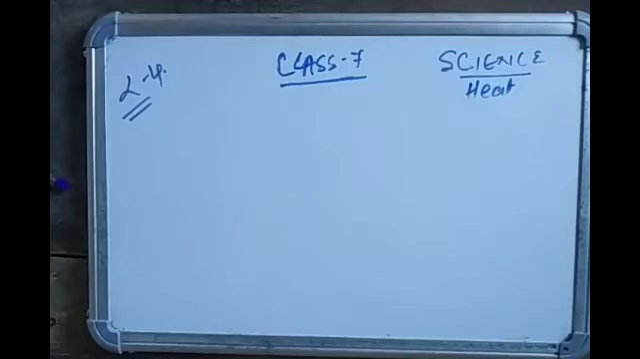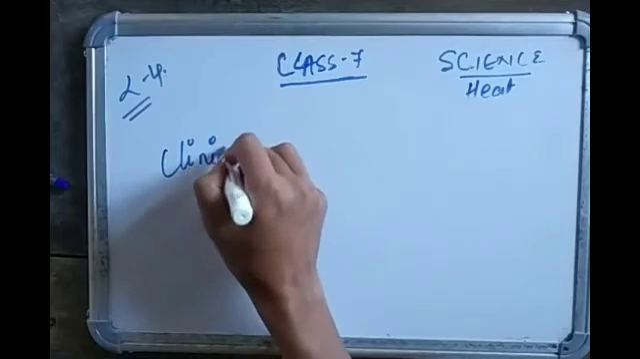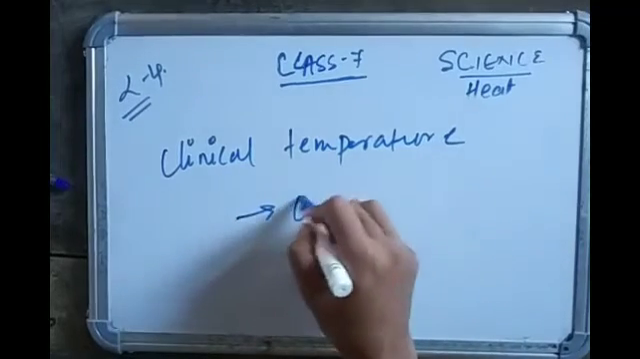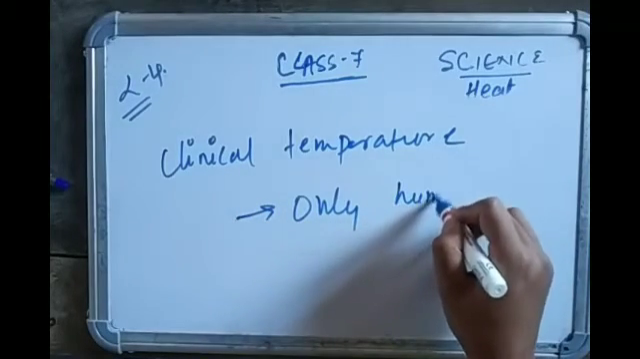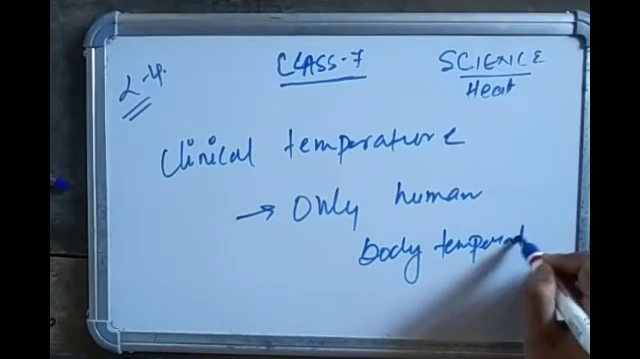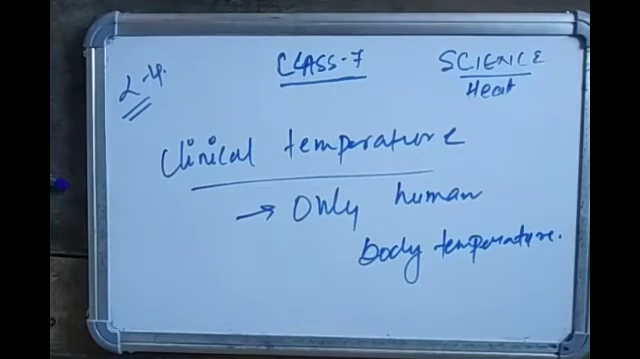The clinical thermometer is designed to measure the temperature of the human body. Clinical thermometer is used to measure only human body temperature. It cannot be used to measure any other object. The temperature of the human body normally does not go below 35.